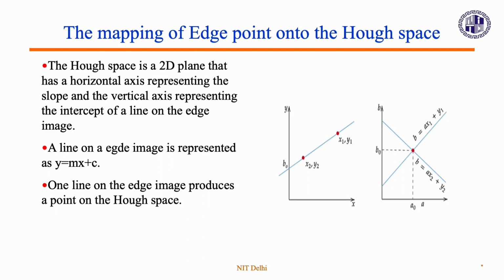As an edge point (xi, yi) on the edge image can have an infinite number of lines passing through it, an edge point produces a line in the half space in the form of b = -a xi + yi. This half space is used to determine whether a line exists in an edge image.